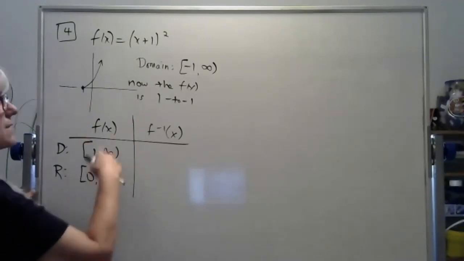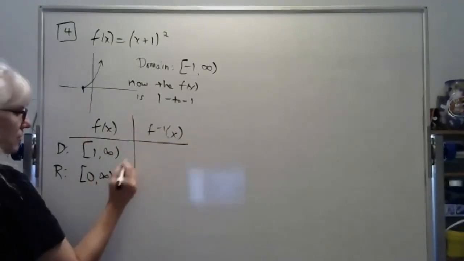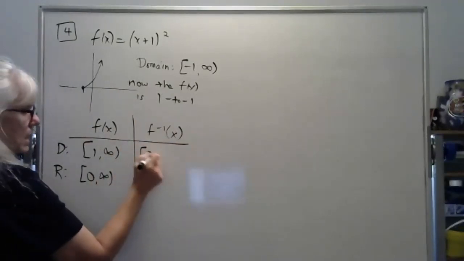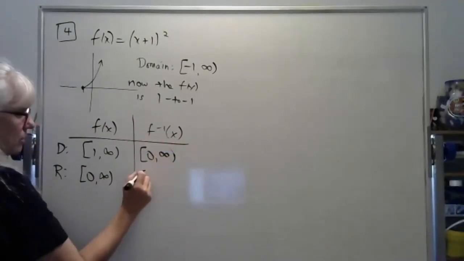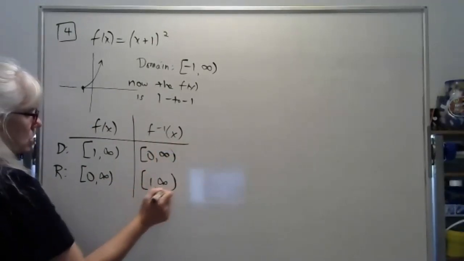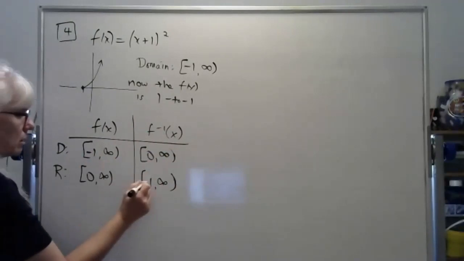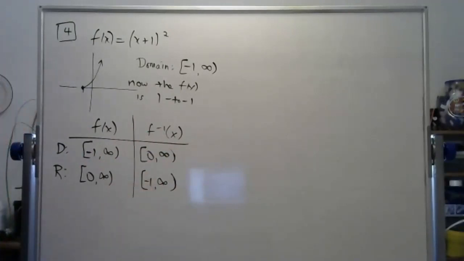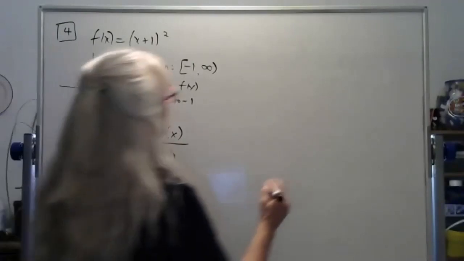So now without even finding the inverse, I know I can flip these. The domain of the inverse is going to be 0 to infinity, and the range is going to be negative 1 to infinity. Sorry, don't drop my negatives. There it is. So without even knowing the inverse function, we can do that. Okay, let's go through the algebraic method and find the inverse just to get a second one into your notes.